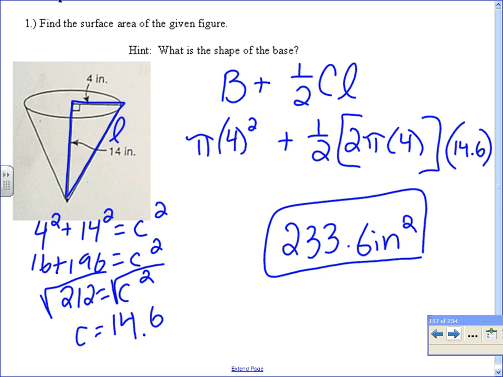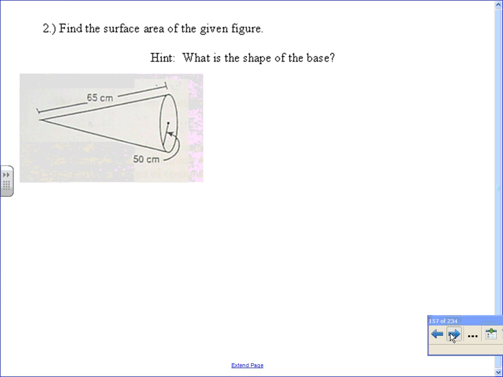Okay, I want you guys to try number 3 on your own, and then that's the last one we're going to do. So on the next page, go ahead and try number 3, and then I'm going to give you guys time to start your homework.